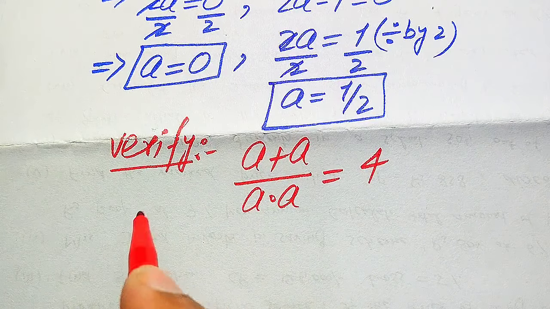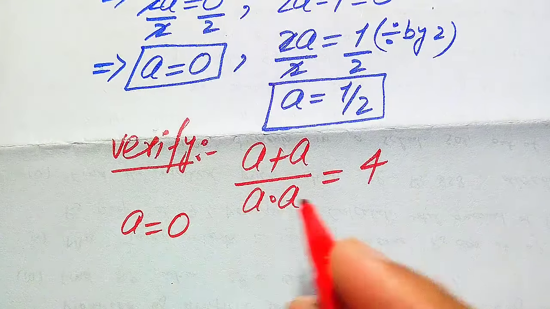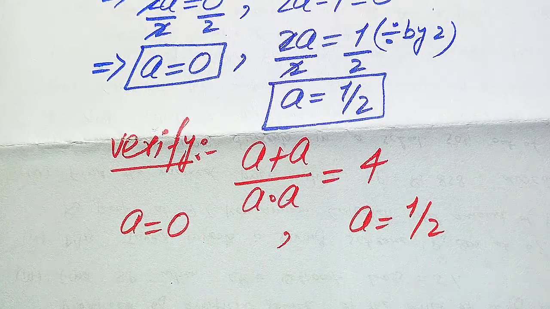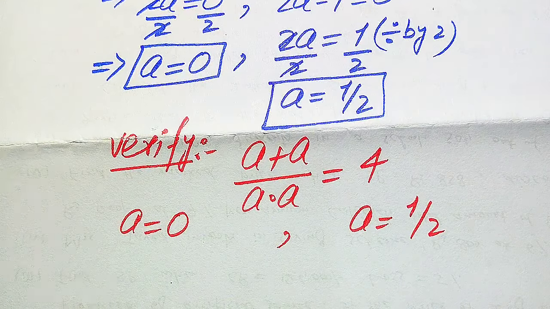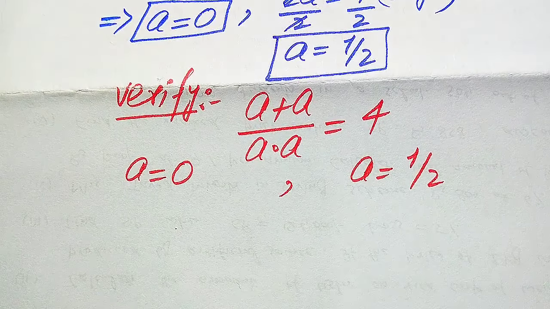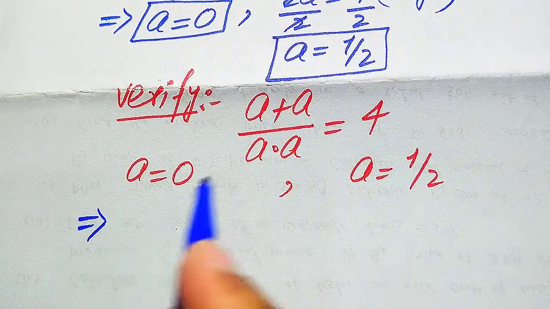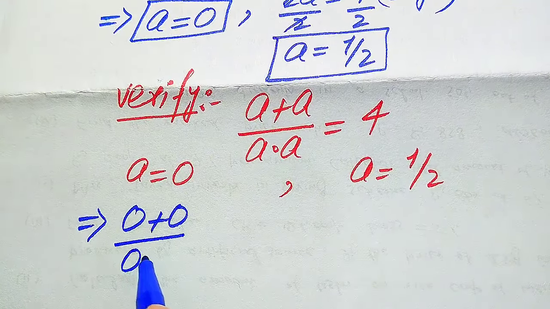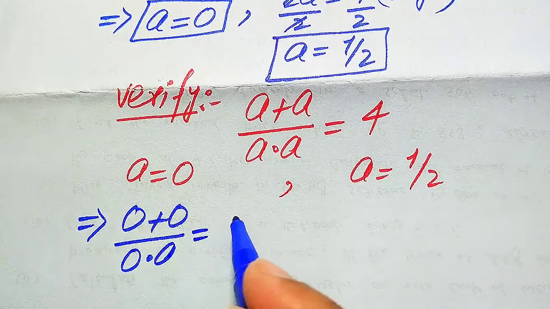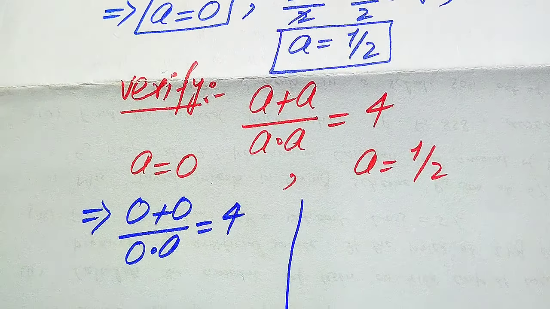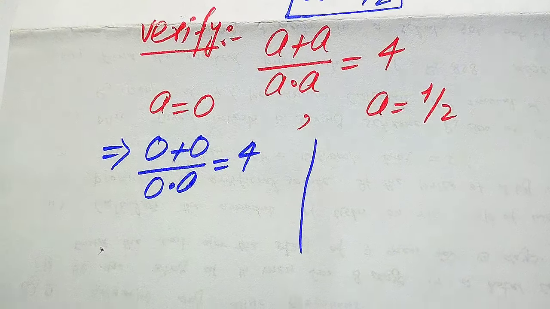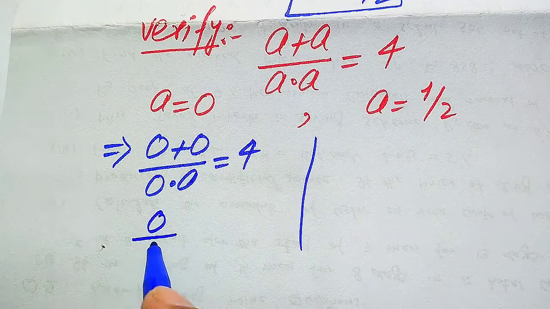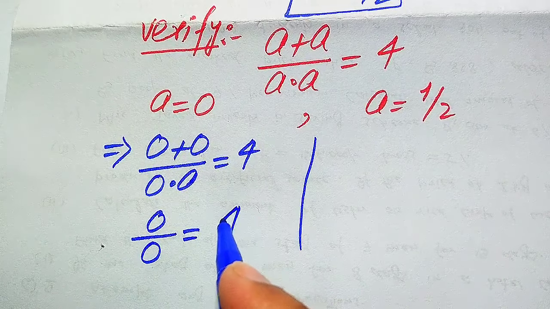So here on this side we will verify a equals 0, and on this side we will verify a equals 1 over 2. When we put a equals 0 into the left hand side, it is written as 0 plus 0 divided by 0 multiplied by 0 equals 4. Here we need more simplification: 0 plus 0 becomes 0, so 0 over 0 equals 4.